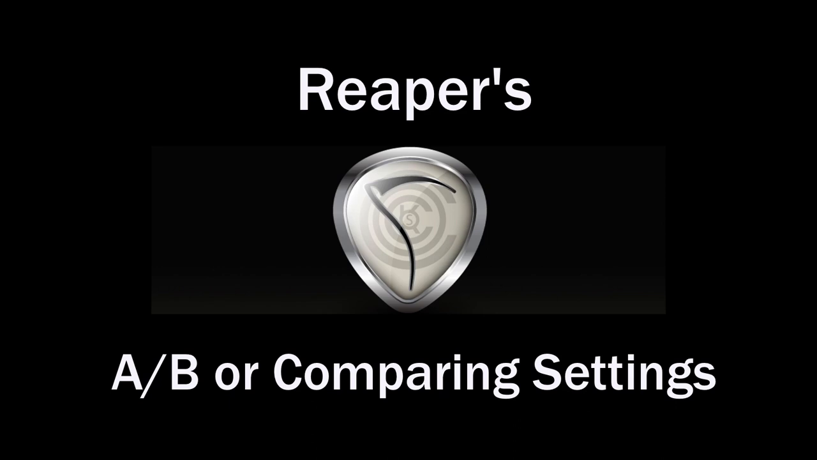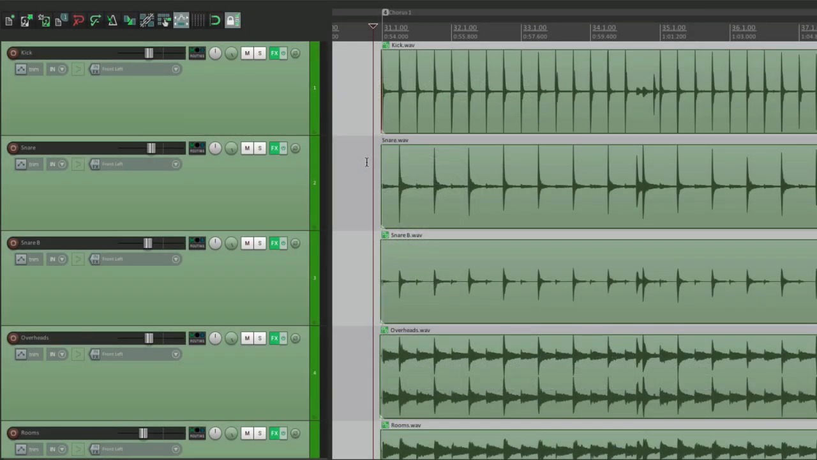In this tutorial, I'm going to show you how to A/B settings in Reaper. Now, A/Bing settings is one of the most important things we could do as we're mixing. Because sometimes we change things and it's hard to tell if we made them better or worse, or just made them louder. For instance, let's say we're working on the snare drum right here.